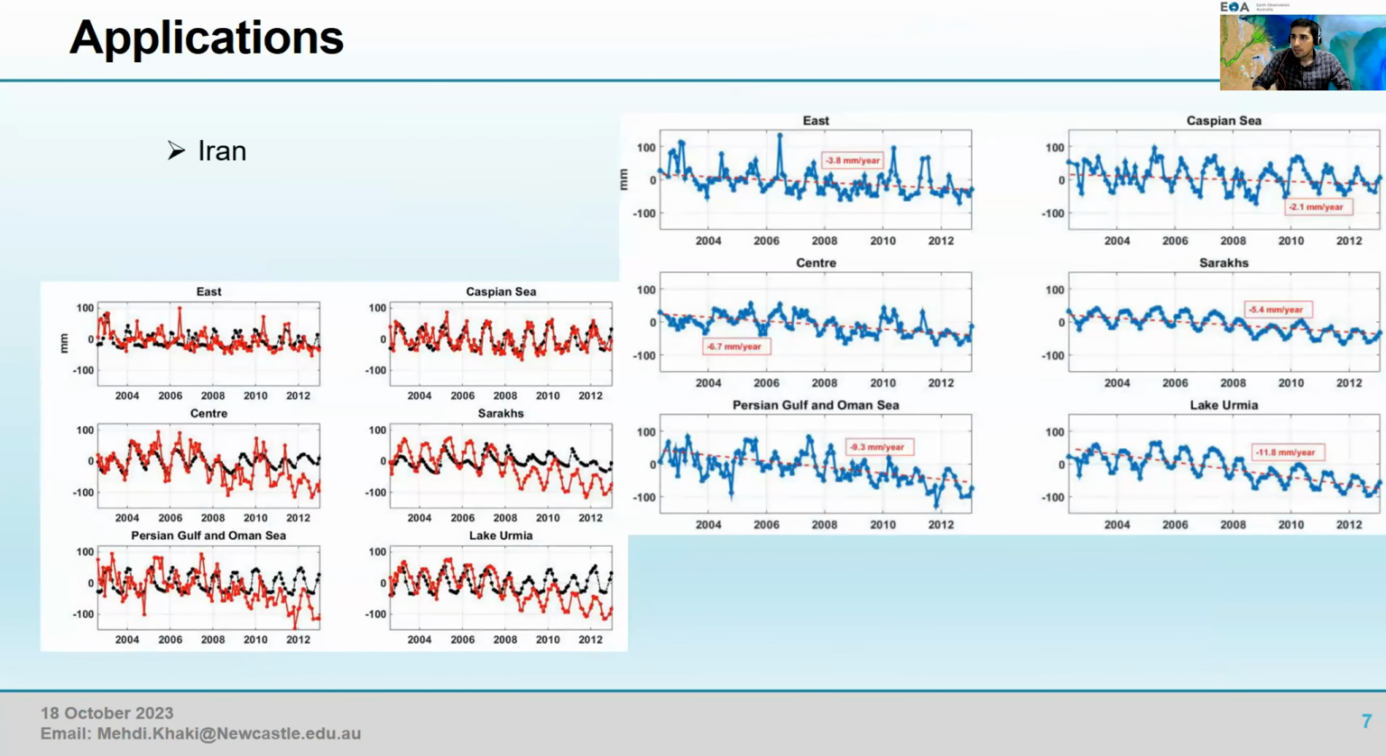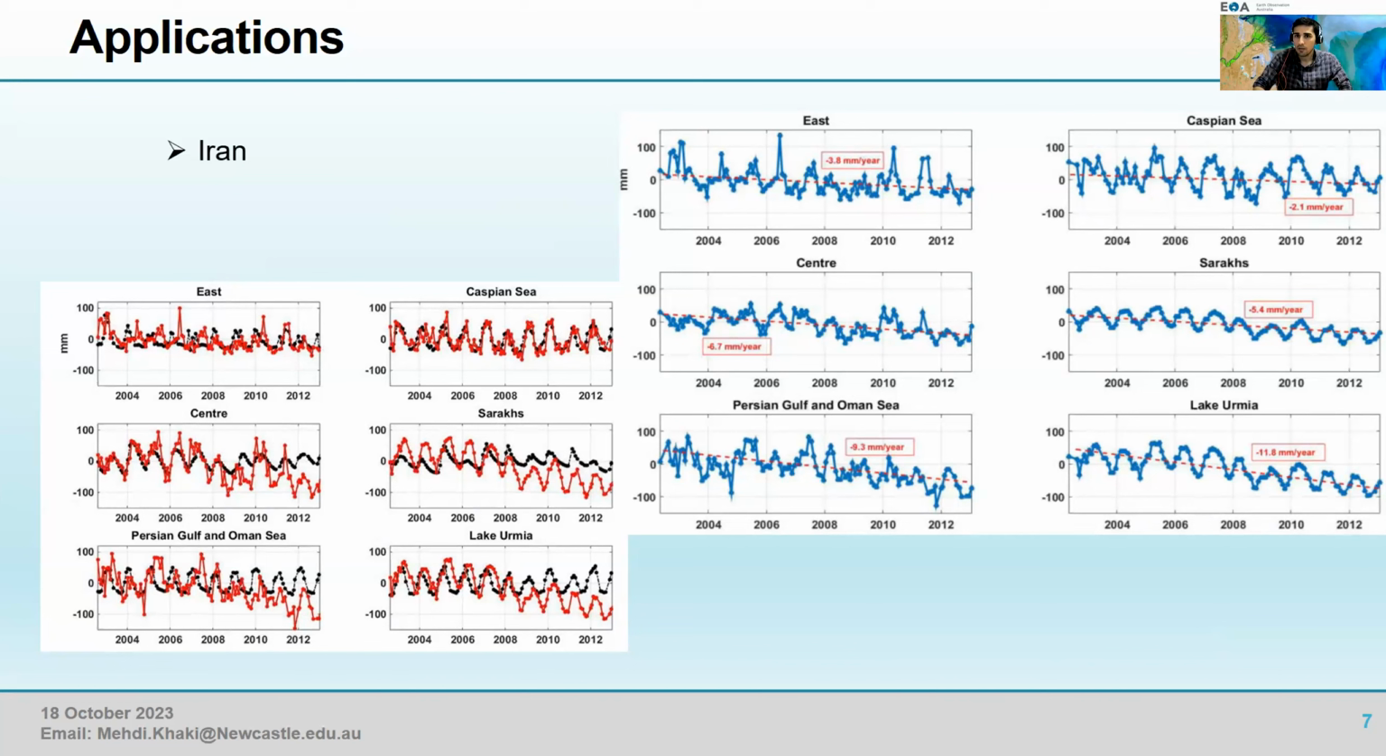Here are some applications, some of the studies that I've done previously. For example, I showed in this specific study that models can be useful, especially with the application of data assimilation, to study groundwater and total water storage in areas where we don't have good data coverage or good ground data, like in this case, Iran.